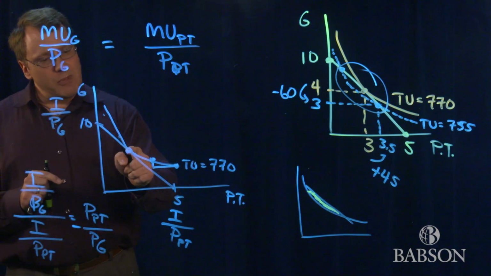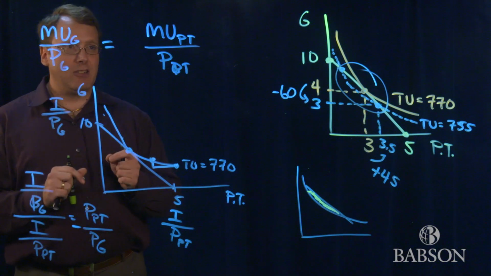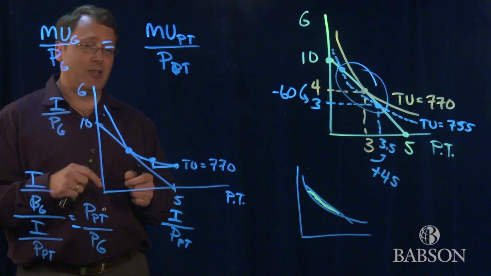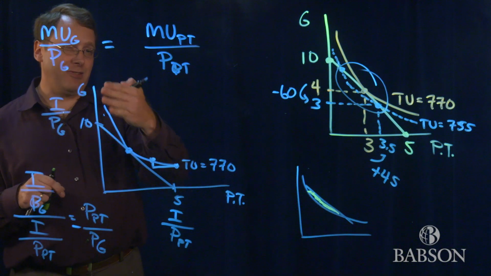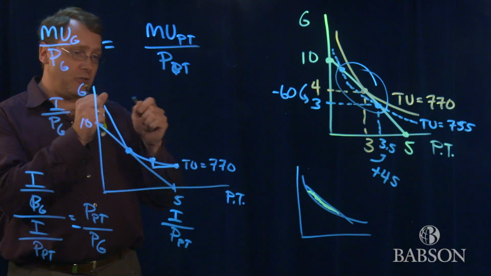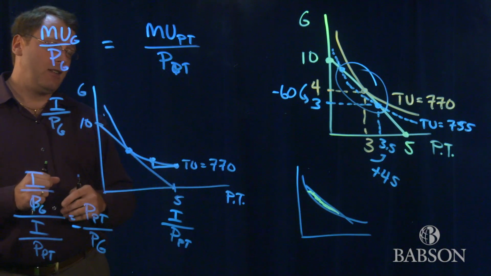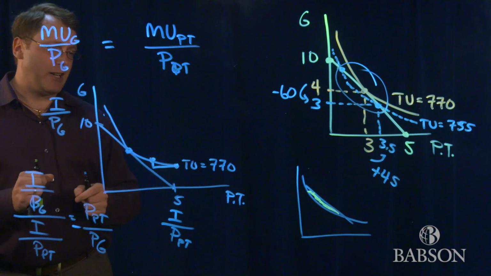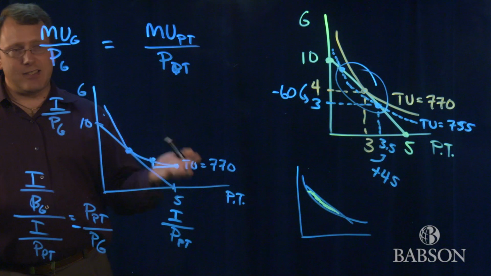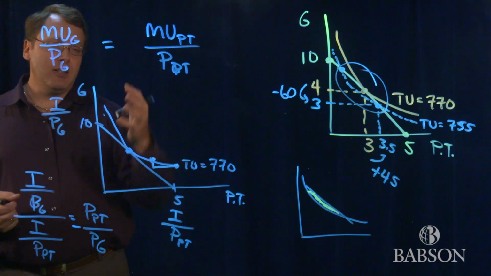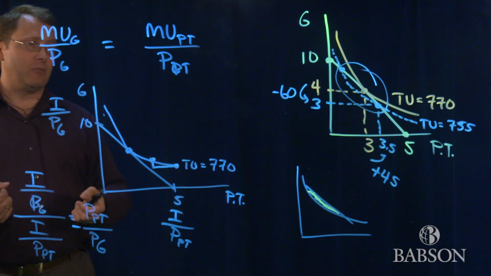And so remember, a point of tangency here has the same slope. So the slope of this indifference curve, the marginal utilities, has the same value as the slope of this budget constraint. The budget constraint is something we observe. Utility is something that we don't observe. So now let's look at what we know and compare that to what we want to know.